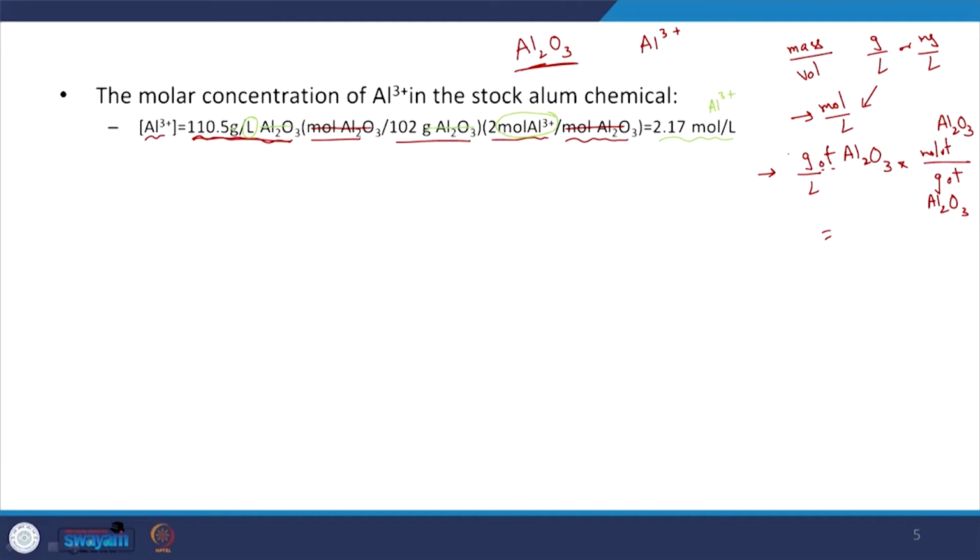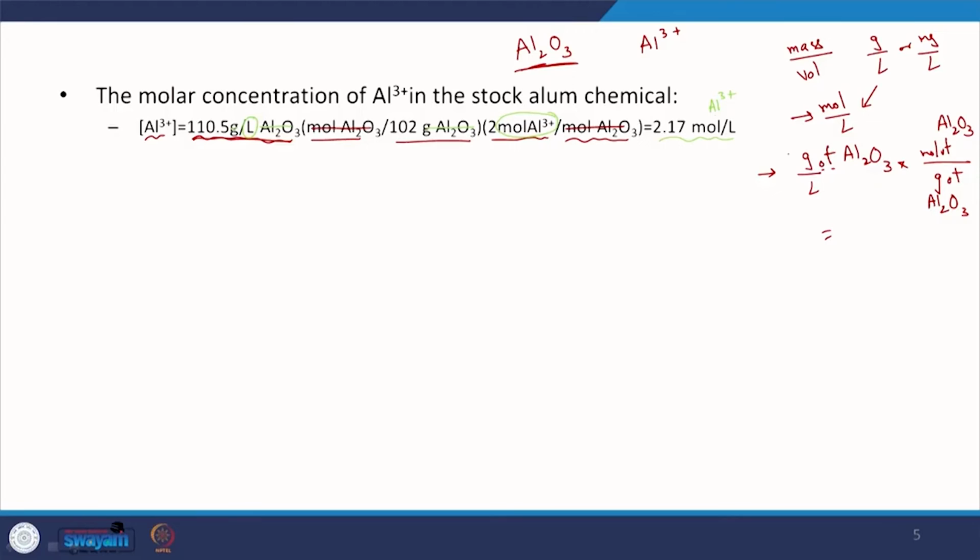So, it is just using the molecular weight and looking at the stoichiometric ratios, and it is pretty simple. Maybe in one of the other examples we will look at equivalents, typically in terms of charge or electrons or alkalinity, but we will come back to that. So, that is one aspect to keep in mind. With that, we are able to calculate the molar concentration of aluminum.